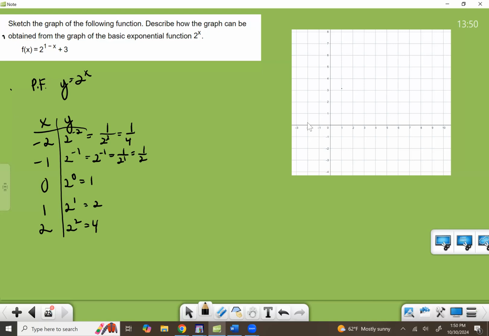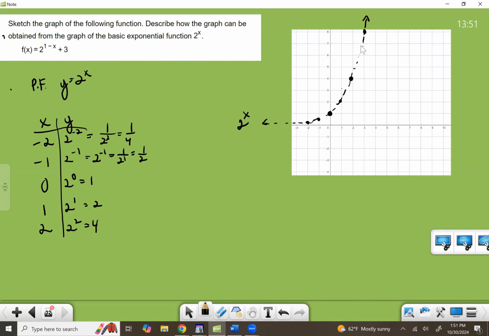So we're going to go to -2, a fourth; -1, 1/2; 0, 1; 1, 2; and 2, 4. All right, the next one would be 3, 8. I'll put it on there just for good measure. We know there's a horizontal asymptote, so I am not going to cross the x-axis. You'll notice that's going to be 2 to the x.